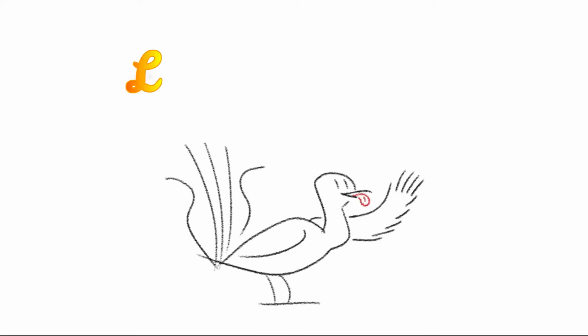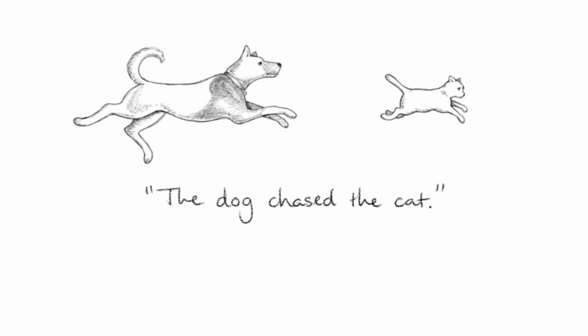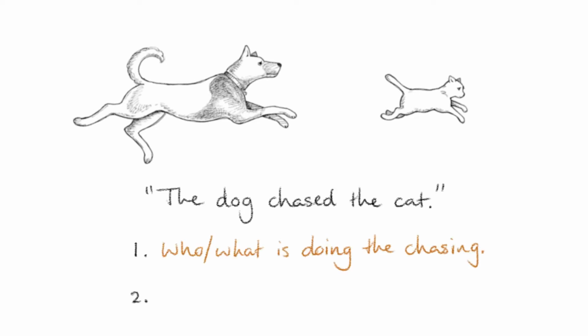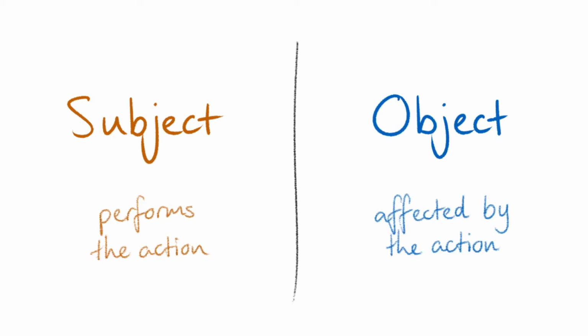Hello everybody, I'm Linguaphiliax, and in order to understand the sentence, "the dog chased the cat," you need to know two things. One, who or what is doing the chasing, and two, who or what is being chased. I mean, obviously you also need to know what a dog is and what a cat is and what chasing looks like, but the point is you need to be able to identify which noun phrase is the subject, the one performing the action, or the object, the one affected by the action.